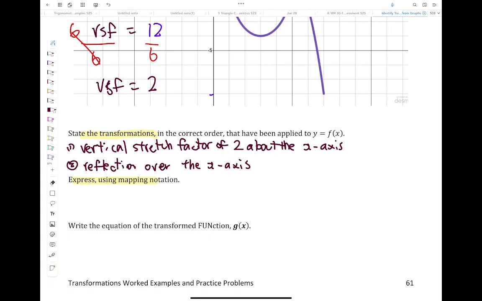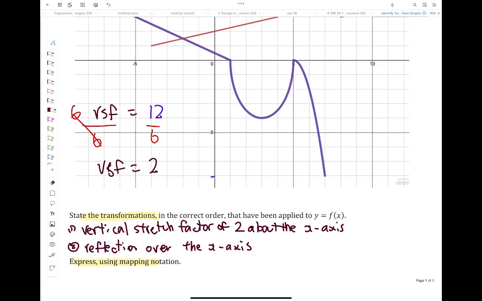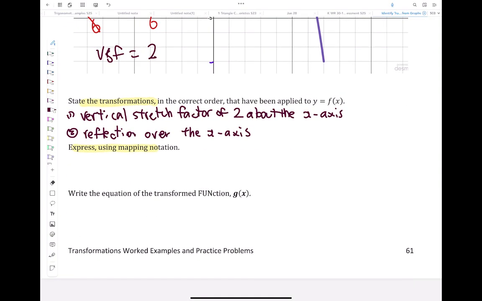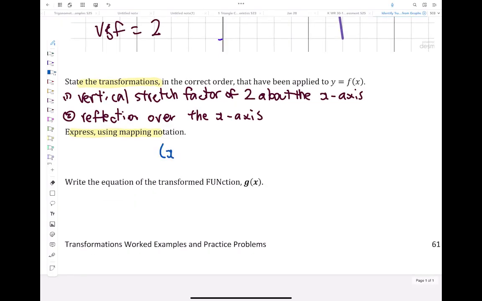The big thing is we have to make sure we shift last. So what I'm going to do is take these two transformations and begin a partial mapping notation. I should have here (x, y) maps to. Now, no stretch and no reflection has been imposed upon the x, so that's just going to be an x.